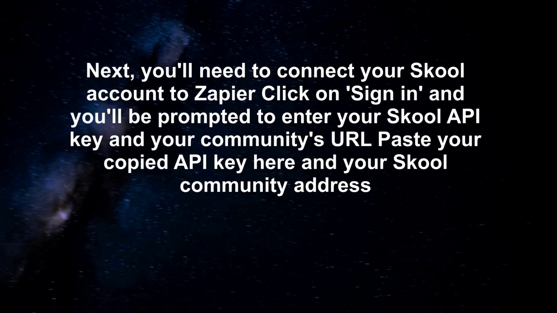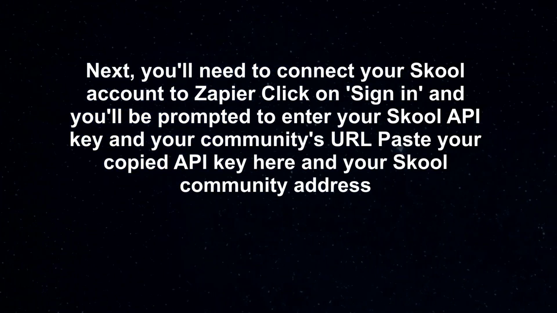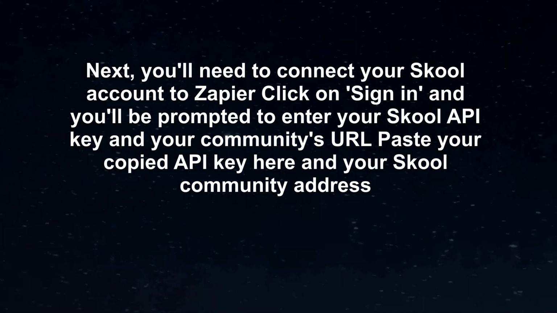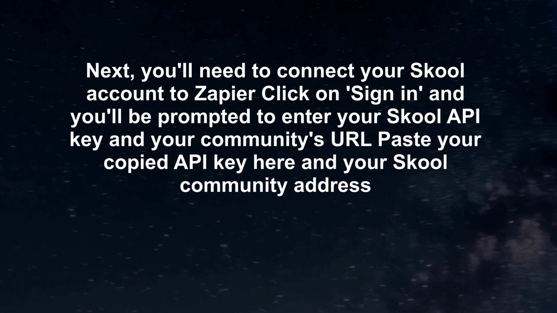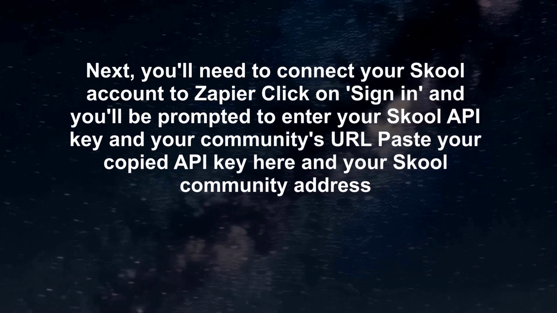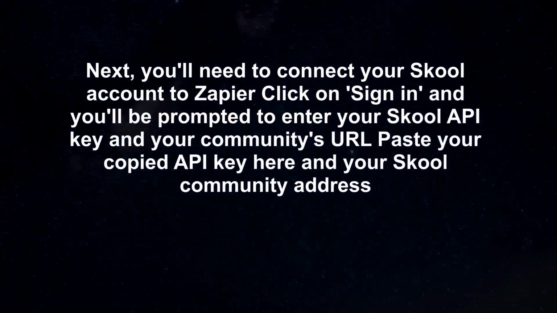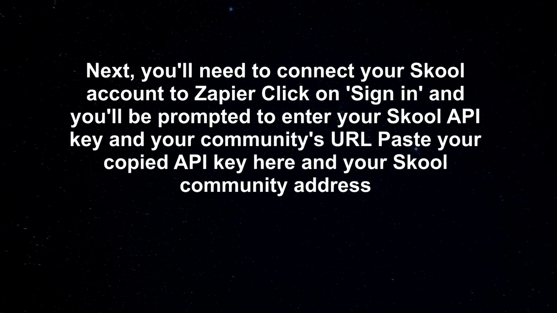Next, you'll need to connect your school account to Zapier. Click on Sign In, and you'll be prompted to enter your school API key and your community's URL. Paste your copied API key here and your school community address.